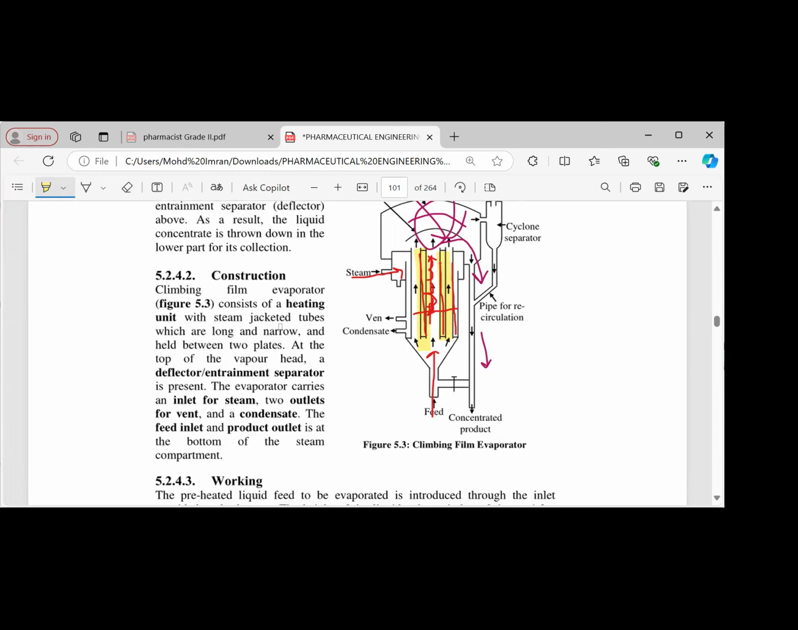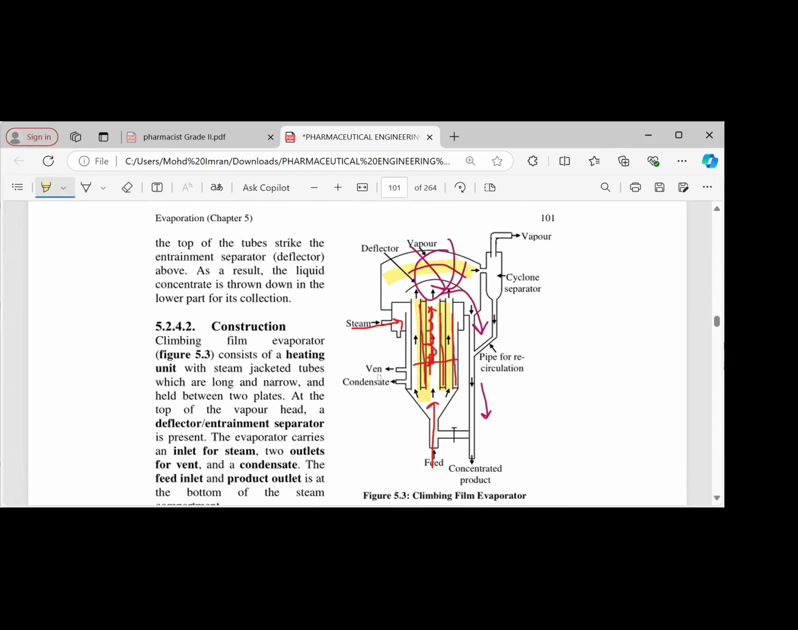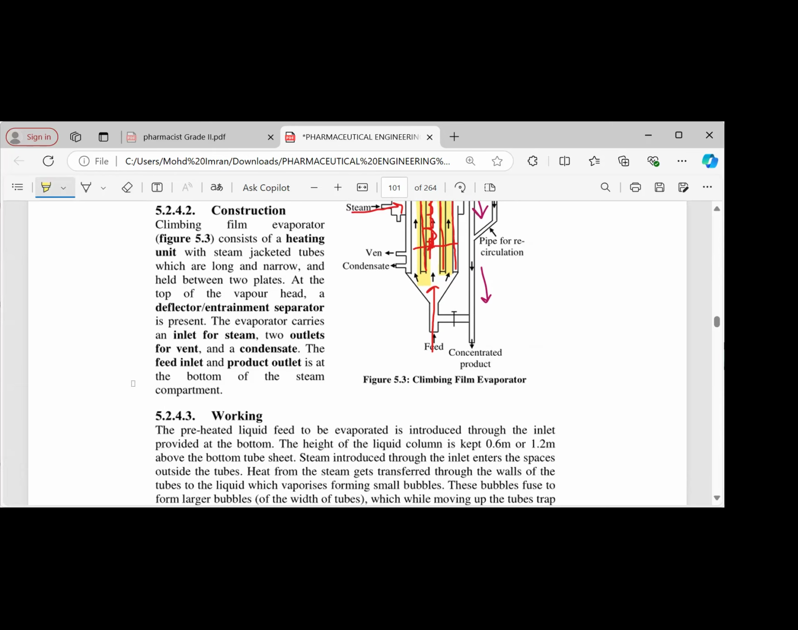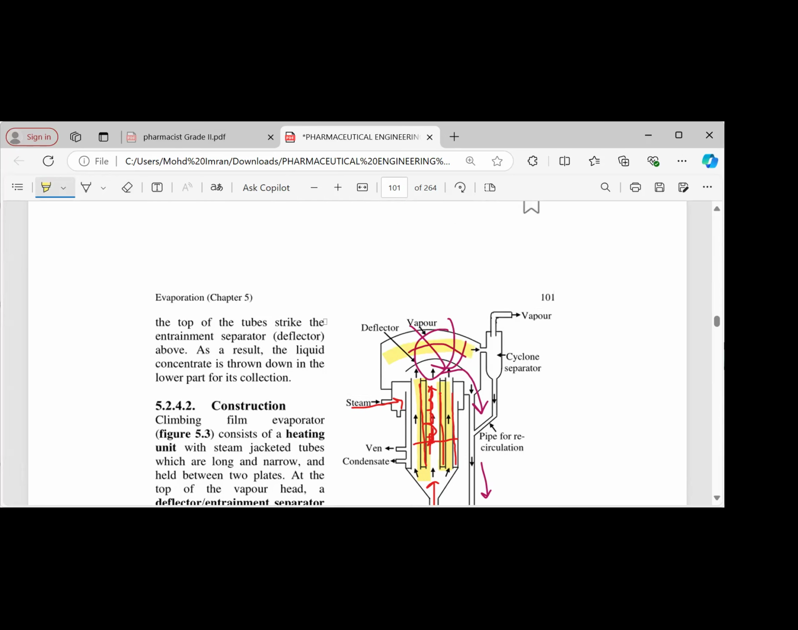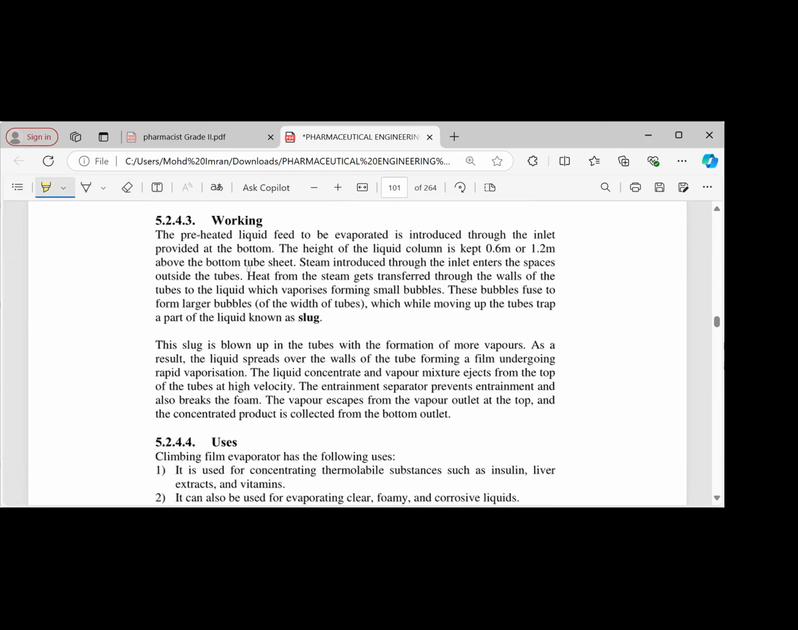Let's see the construction. Climbing film evaporator consists of a heating unit with steam jacketed tubes, which are long and narrow and held in two places. We have seen this at the top of the diagram, the deflector. What does the deflector do? It prevents everything from going out. A deflector or entrainment separator is present. The evaporator carries an inlet for the steam, two outlets, vent outlets. We will discuss all this in construction. In working, again the same thing.